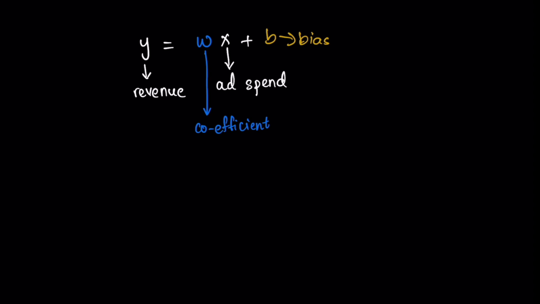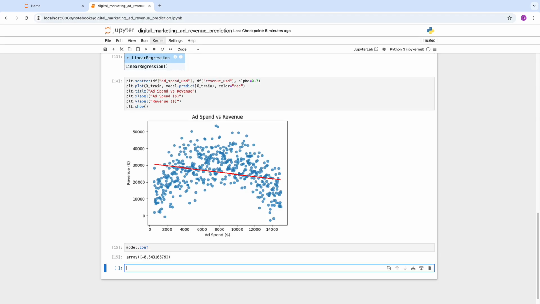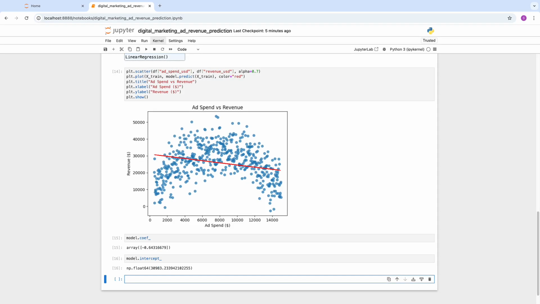So when we trained the model earlier, what it was really doing was learning the best values of W and B to minimize the difference between the predicted revenue and the actual revenue. Let's check the parameters that our linear regression model has learned. First, the coefficient. It comes out to about minus 0.64. That means for every additional dollar spent on ads, the model actually predicts the revenue will go down slightly. Then the intercept is around 30,983. This is basically the starting point, which is the model's predicted revenue when the ad spend is 0.